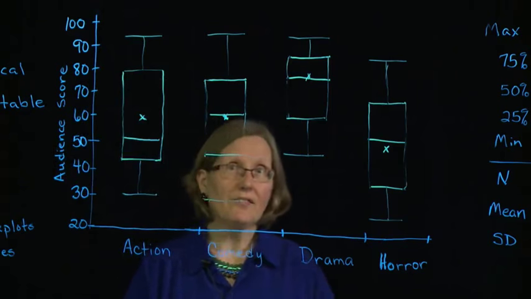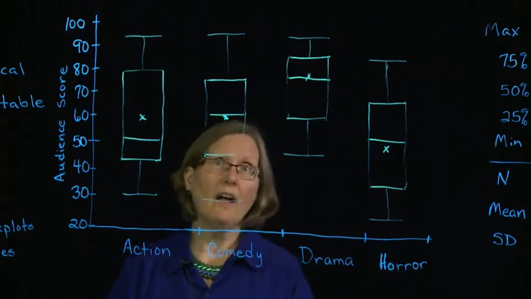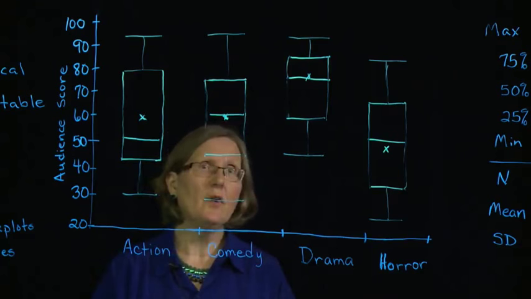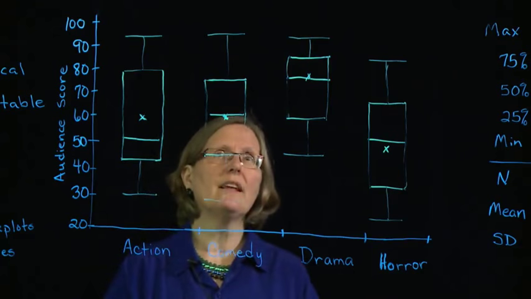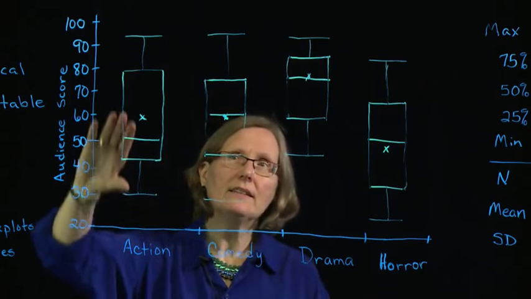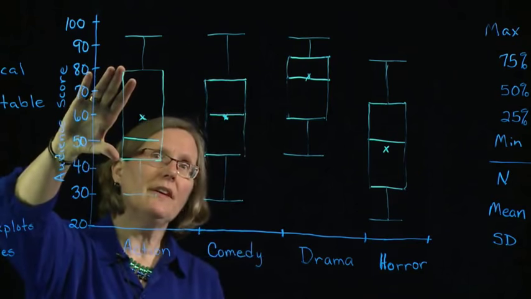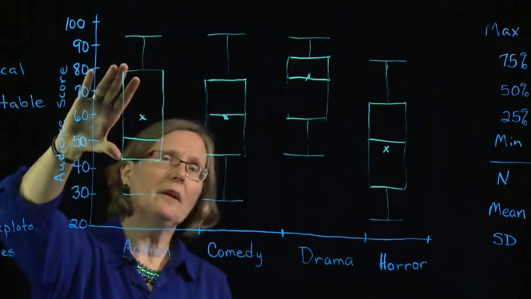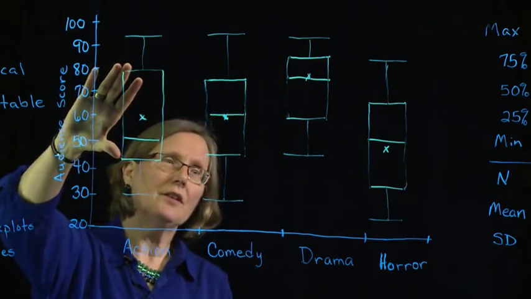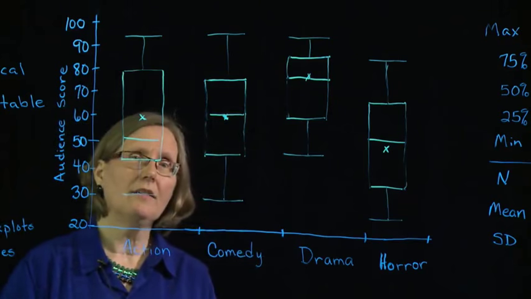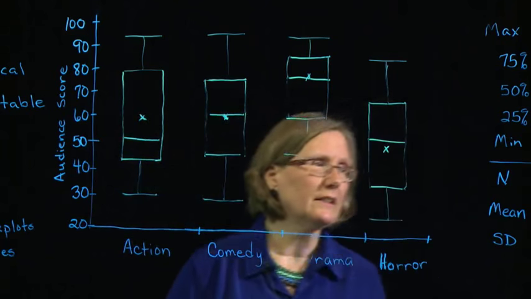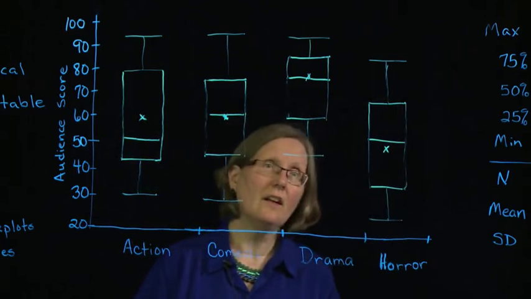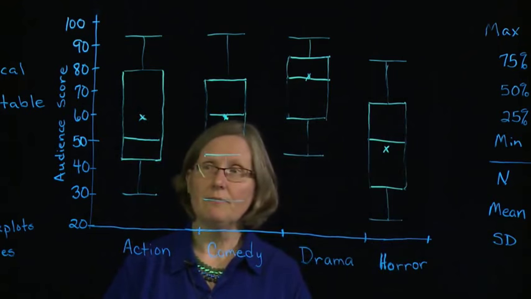Can you estimate from the box plots which would have the highest standard deviation? Remember that standard deviation is clustering towards the average. It's easy to see that in the action movies, there's much more spread in the middle 50%, and so it's going to have the largest standard deviation. It has a standard deviation of 18 versus 16, 15, and 16 for the other genres.